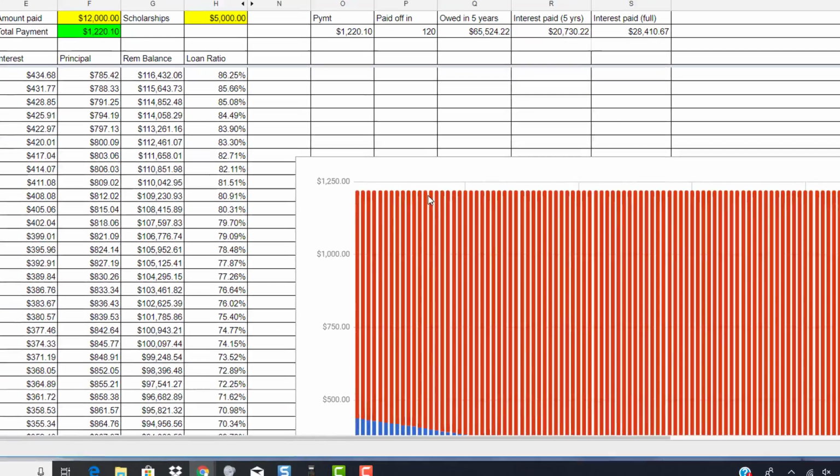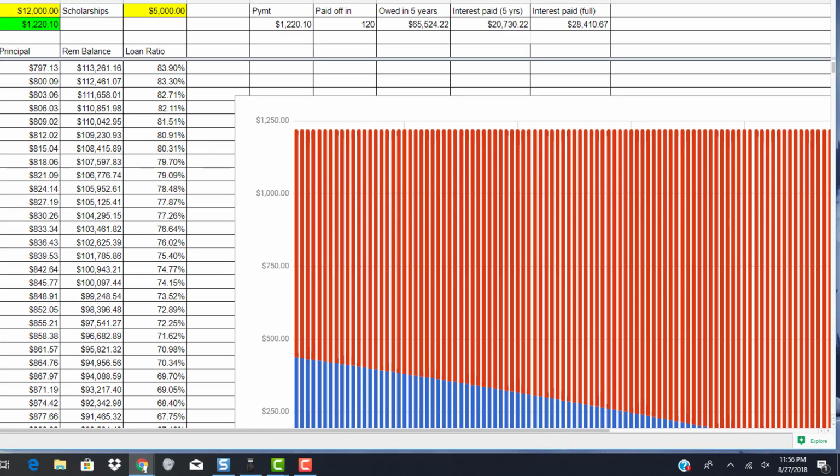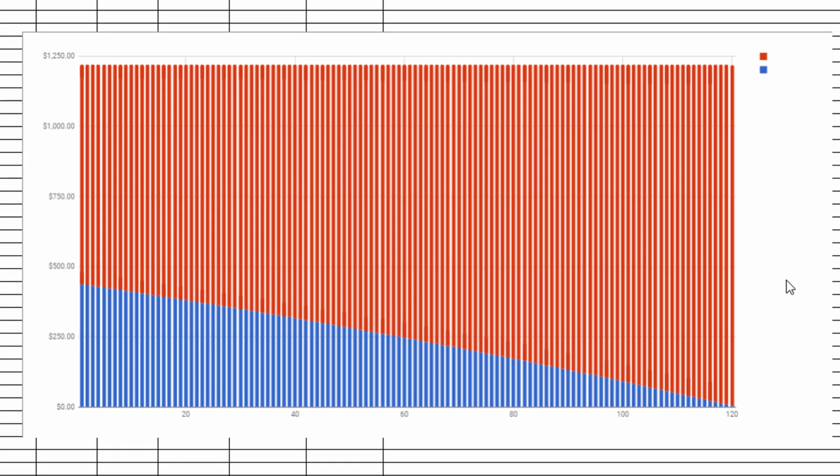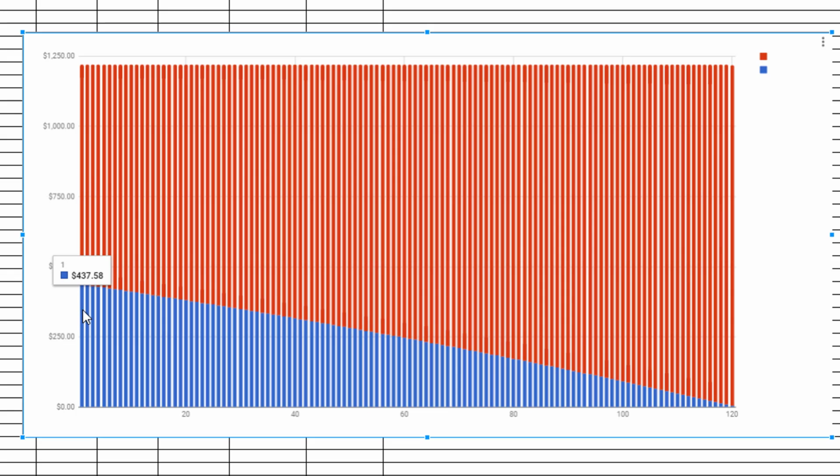Now, so that you can see it visually, I've also put in a graph. This graph illustrates every payment you make on your student loan, and the amount of money that goes to interest is down here in blue, and the amount of money that goes to principal is up here in red. So you can start to see the compounding effect. As you pay more and more on your student loan, the amount that goes to interest goes down over time.